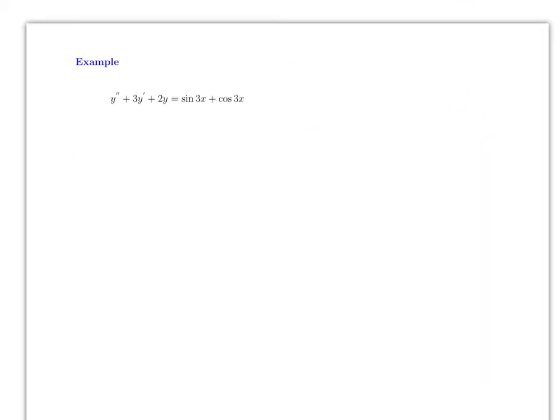All right, so now let's do an example where the right side, or f of x, is now a function that depends on sine or cosine or both. So remember, we already know that the homogeneous solution is equal to c1 e to the minus 2x plus c2 e to the minus x, okay? Because this is still the same.